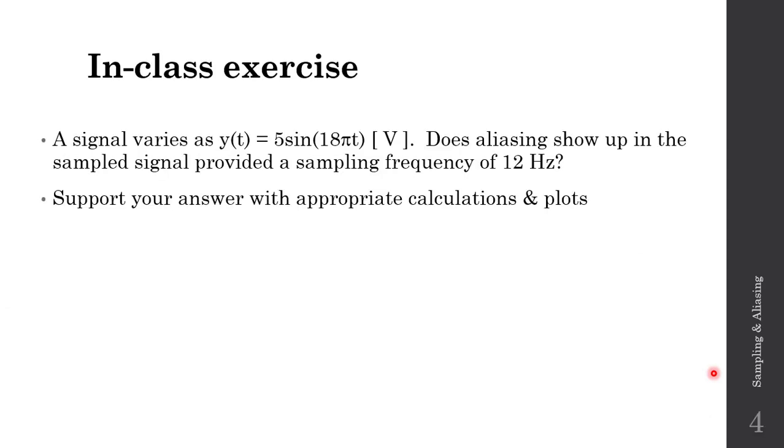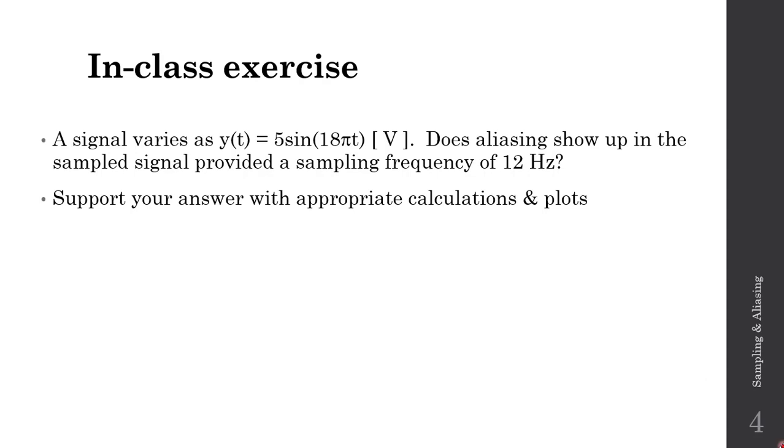With that in mind then, let's jump into an in-class exercise. So here we have an input analog signal described as y of t is equal to 5 times sine of 18 pi t, and the units are in volts here. The question we pose is this. If we sample this input analog signal with our analog to digital converter at Fs equals 12 Hertz, does aliasing manifest itself in the sampled signal? And if so, what is the alias frequency? At this point, go ahead, pause the video, work through the solution to the in-class exercise on your own, and then in a couple seconds, we'll work through the solution together.